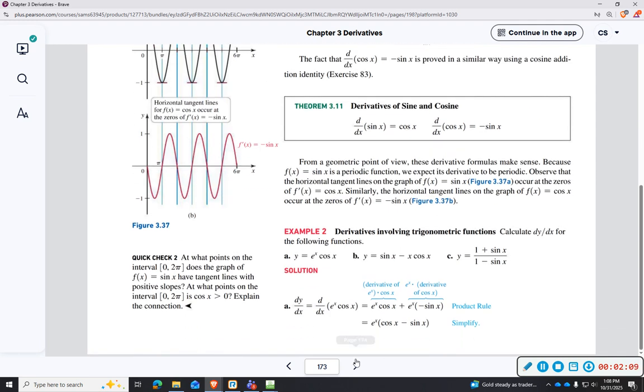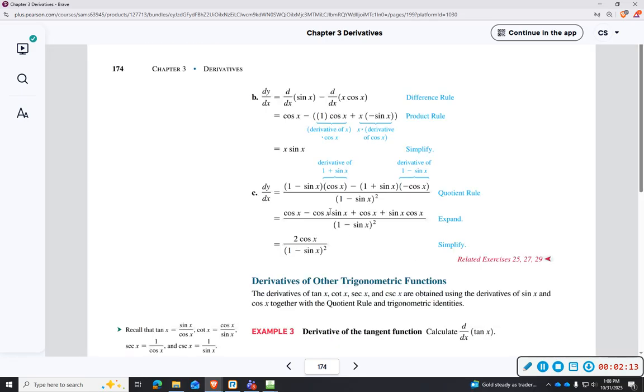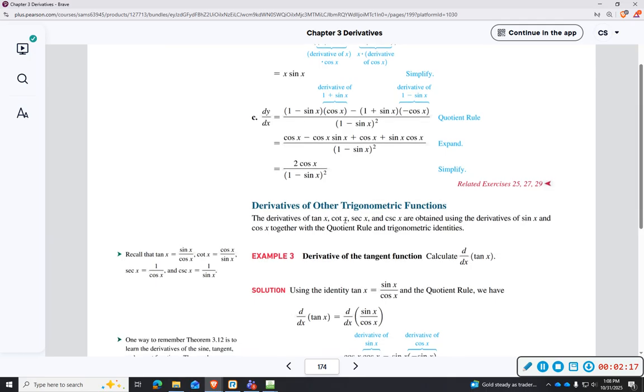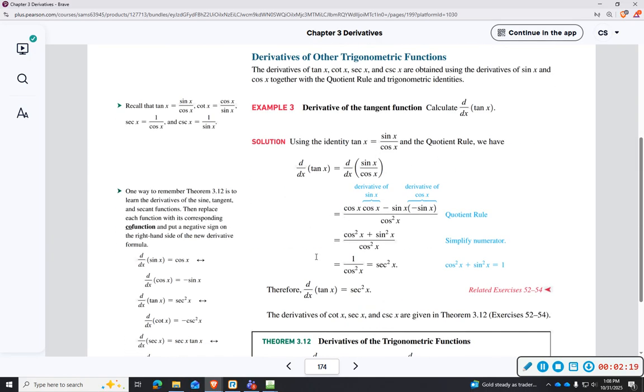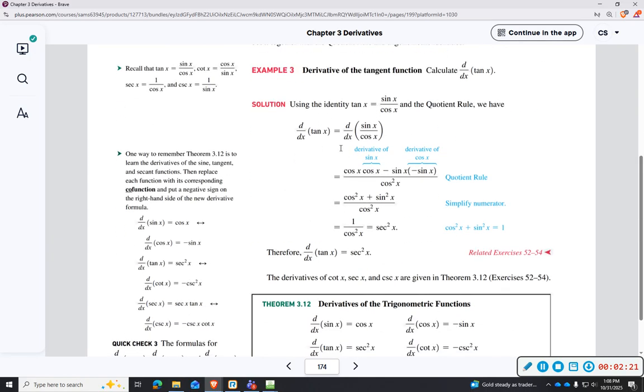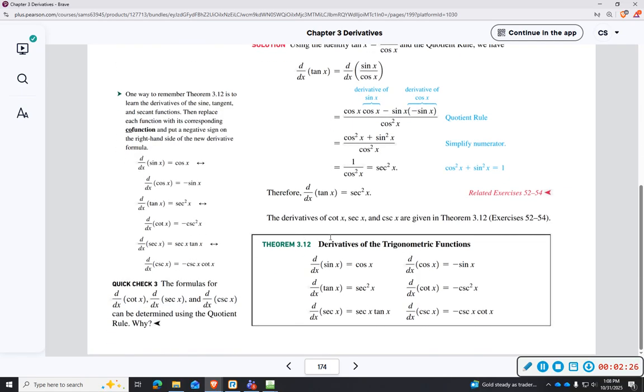And then you get to see some examples here using some of the same properties we've done before. Product rule, adding different functions. You can see the quotient rule. So you can see the derivative of tangent, they go through the proof. And then here we give you the derivative of all 6 trig functions.